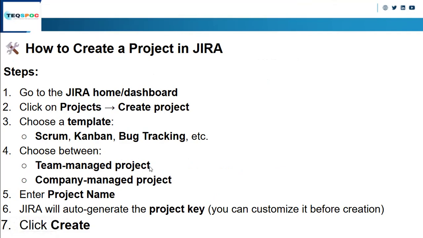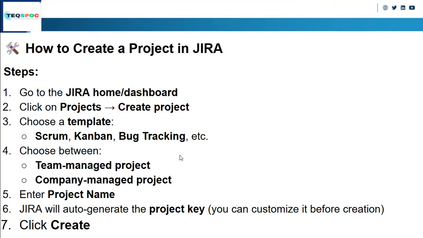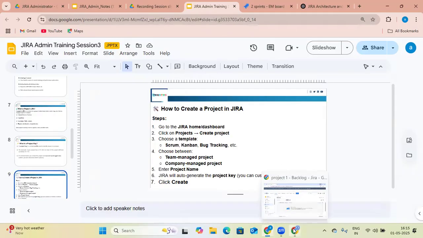Basically, here the team members are admin. Company managed project is for large scale applications, large enterprises, large number of teams. Here basically the Jira admin is the only admin person. Then you will give the project name, the project key will be generated, and click create, the project will be created. So let me show you how to create a project in your Jira account.